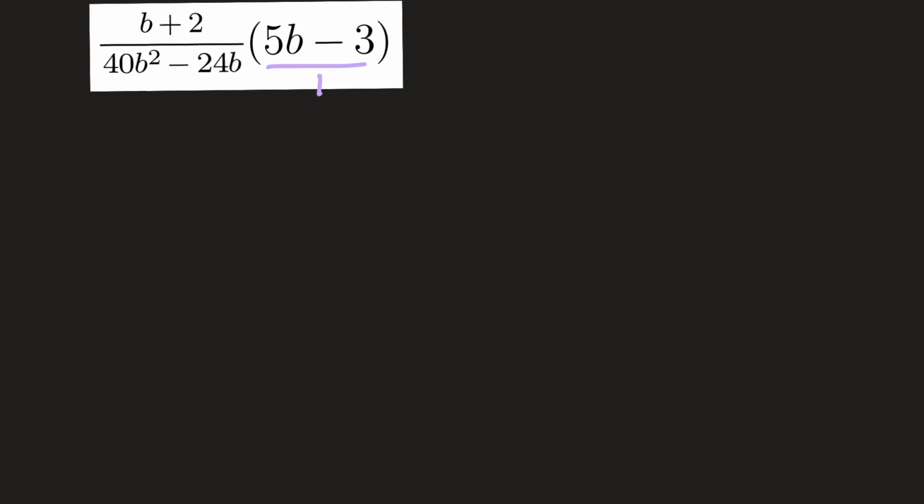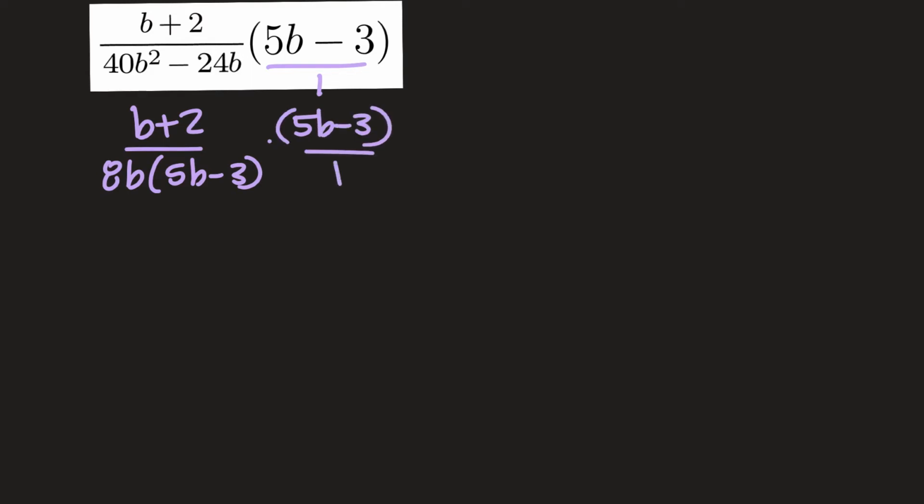Okay, so we have these two terms. I need to factor the denominator in the first term, so I have b plus 2. This is going to have a GCF of 8b. So I have 8b times 5b minus 3, times 5b minus 3 over 1. It's not necessary to put the over 1, but it might be important so that you don't crisscross what you're supposed to be doing or think you have 5b minus 3 squared. So just be cautious that everything stays where it's supposed to.